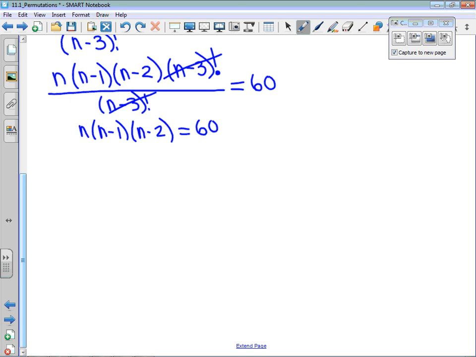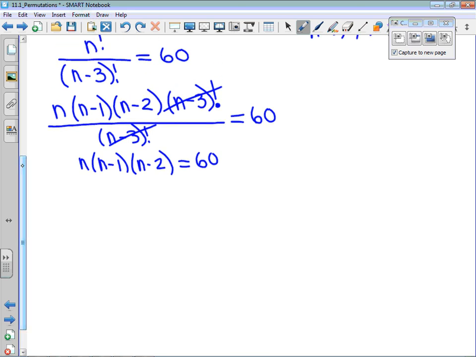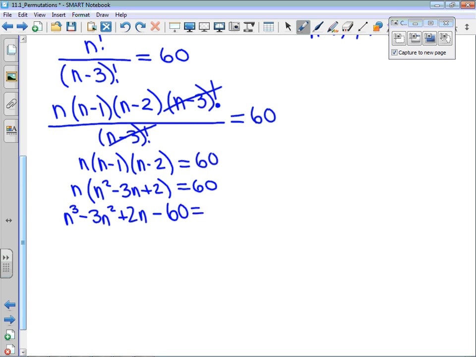And in order to solve this, we should expand. I'm going to write this as n times n squared minus 3n plus 2, that's equal to 60. So n cubed minus 3n squared plus 2n minus 60 is equal to 0. From here, we have to solve this as we would any other cubic polynomial. I'm going to do this one graphically, and then we'll do an algebraic one a little bit later as well.